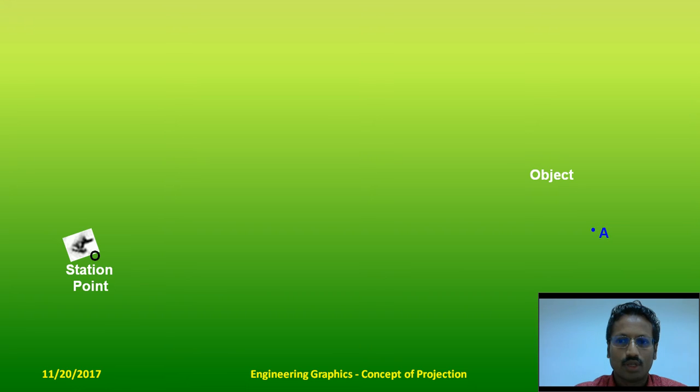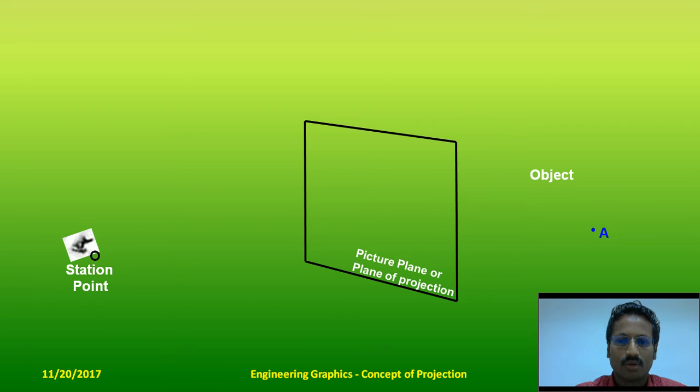Now look at this. You have an object A, then you have a station point O, you have a picture plane or plane of projection. Now the observer casts a ray on the object, and the ray pierces the plane of projection at a point which is labeled as A dash, the piercing point, which is a projector. Next, there's an object B, which is behind the plane of projection. The observer casts a ray on the object capital B and obtains an image as B dash.